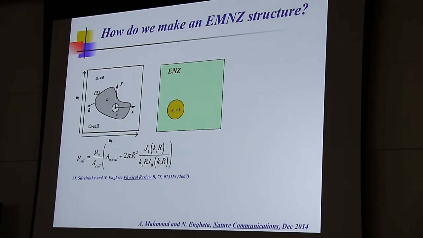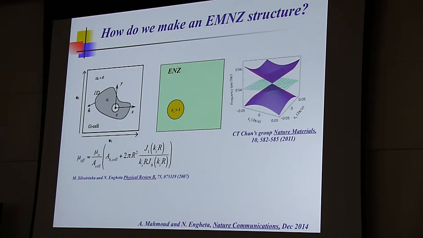I'm going to show you how we have done this. But before I show you, there is another way you can make the effective permittivity and effective permeability zero, and that's by using photonic band gap structures. Professor C.T. Chan from Hong Kong University of Science and Technology showed that if you design the photonic band gap structure such that you operate at the Dirac dispersion with the accidental degeneracy, you can have an effective index near zero. So that's another way of doing that.